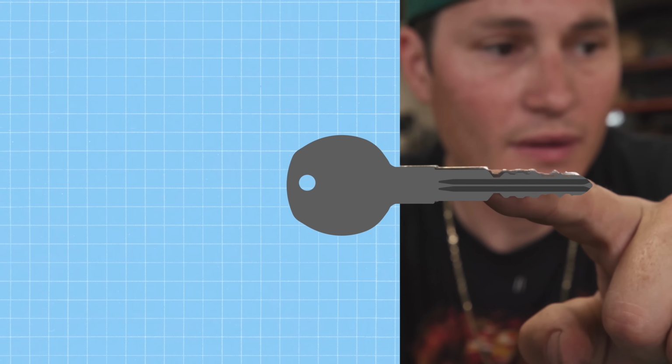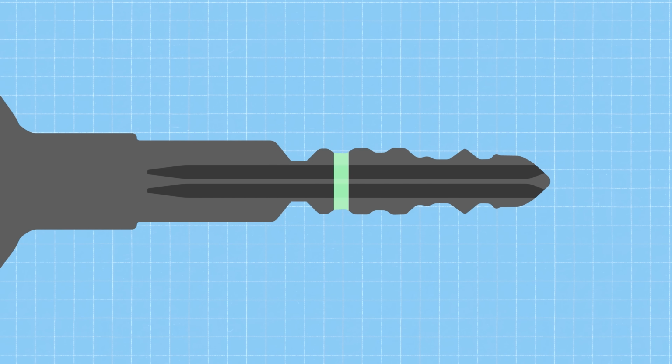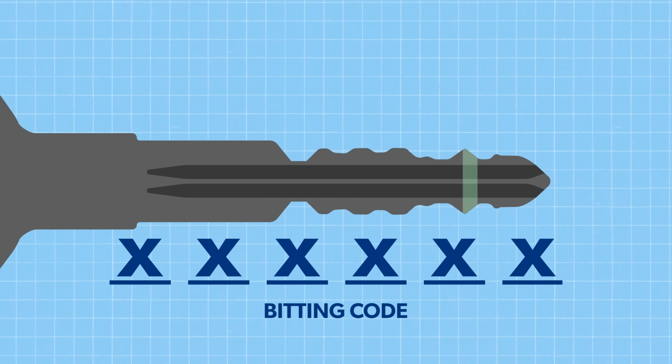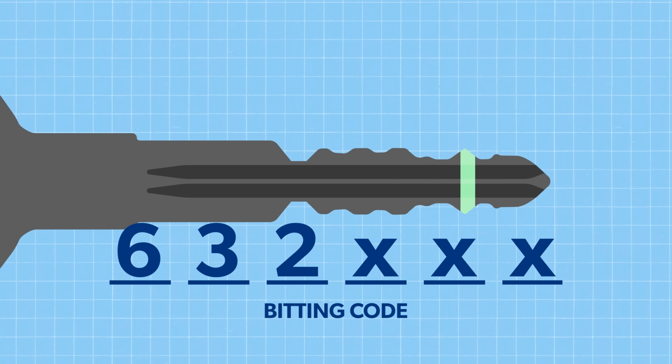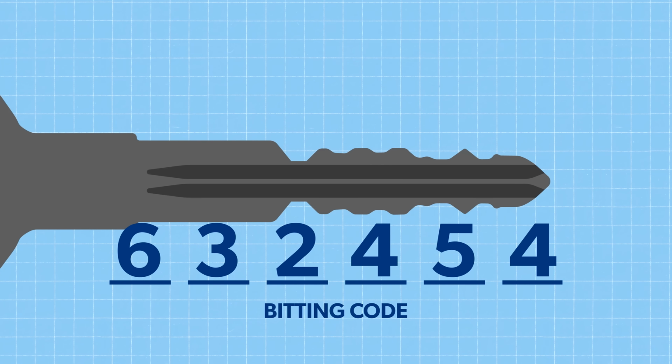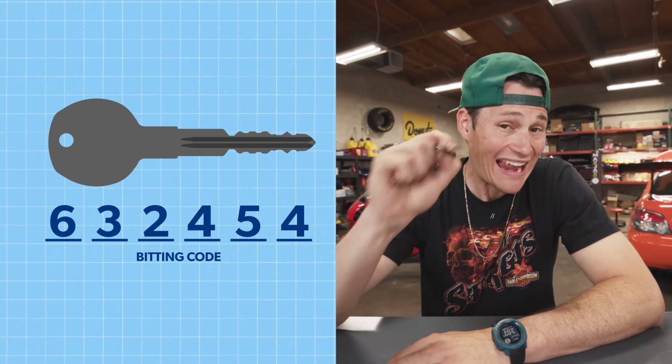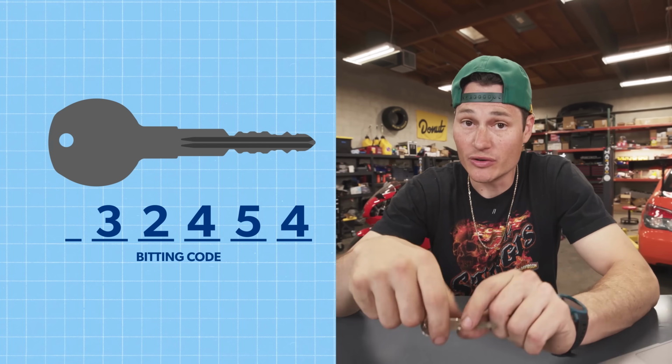Now, if you look at the profile of a key, each valley or cut represents where a pin will fall into when it's inserted into the lock. By counting the cut beds, the key will tell you the number of cuts needed for the bidding code. And now you can start making an educated guess for the actual code itself.